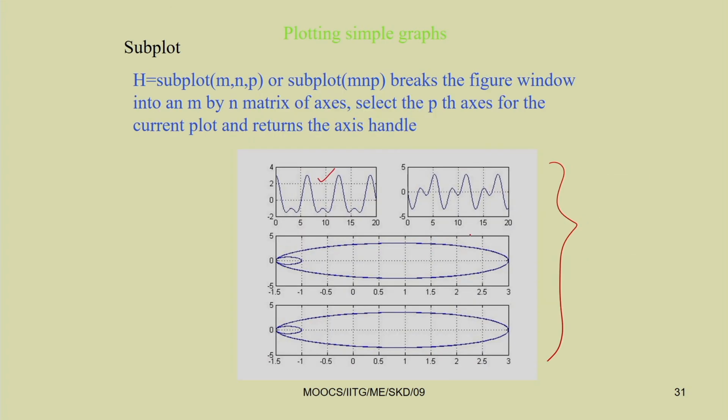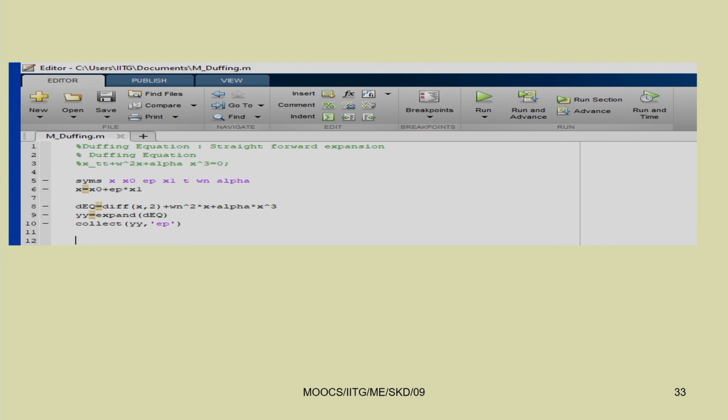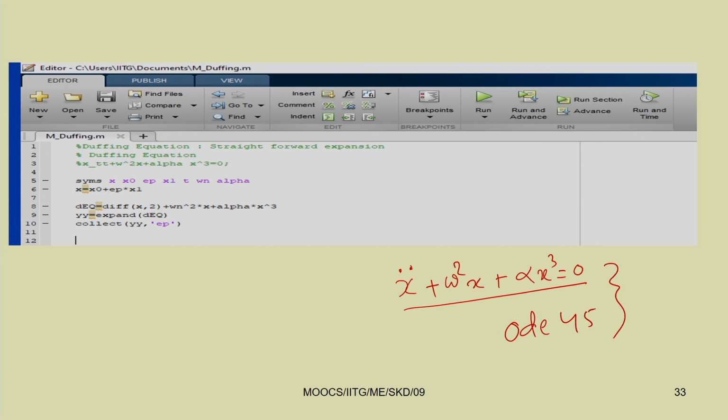So, here I have shown the Duffing equation, for example, this equation x double dot plus omega square x plus alpha x cube equal to 0. So, if you want to solve this equation using ODE45, the code is written here.